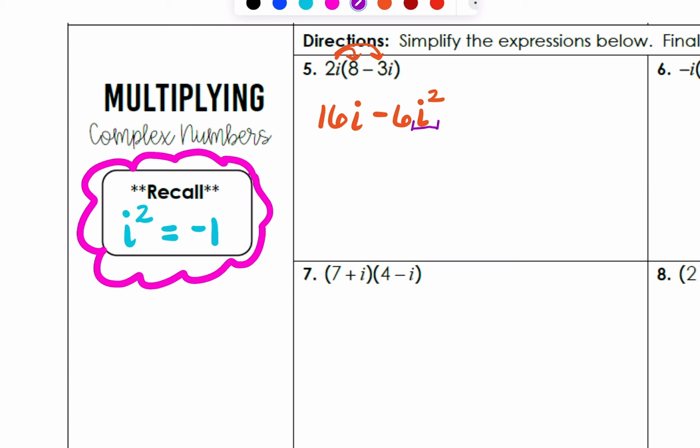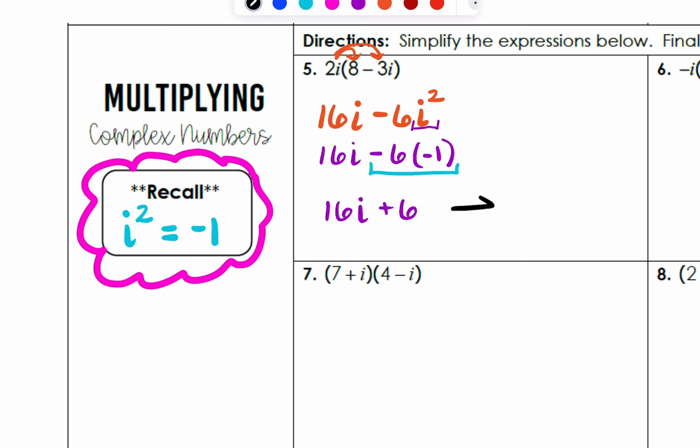Now, we just said that i squared is really -1. So what that leaves me with is something that I can multiply. So 16i can't simplify, but negative 6 times negative 1 becomes a positive 6.